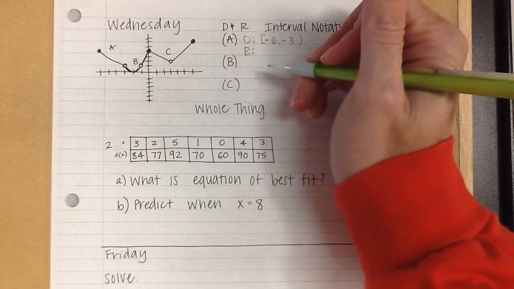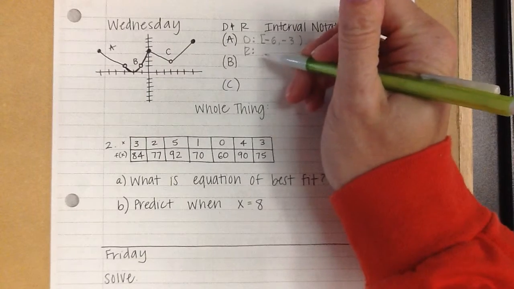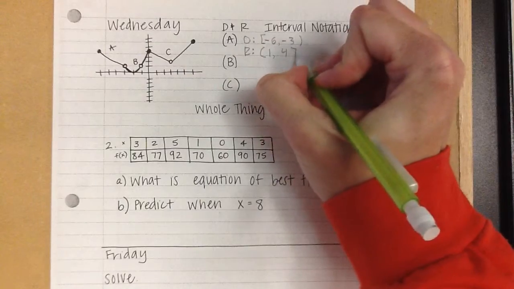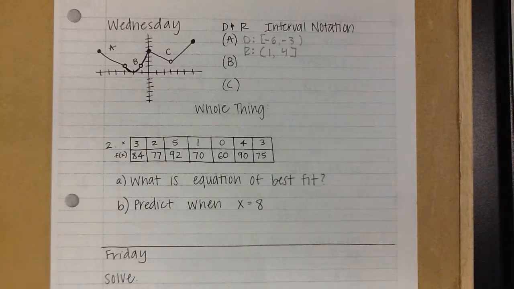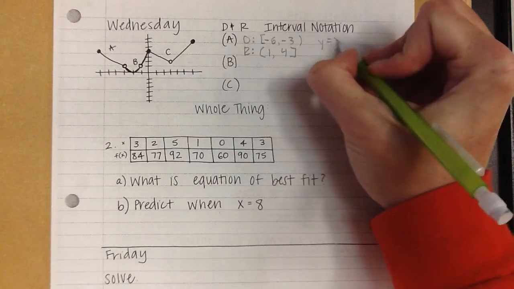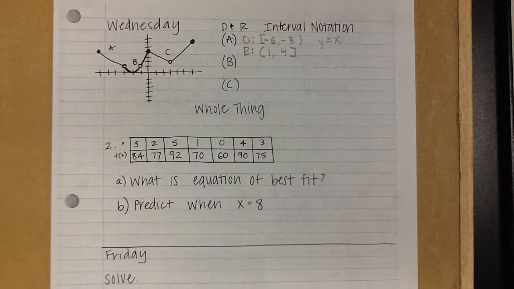What is it? It's not 4, 1. It's 1, 4. Low to high. 1, 4. What's the parent function of section A? What's the equation for it? y equals x. What's its name? Linear. Alright. Then I got section B.